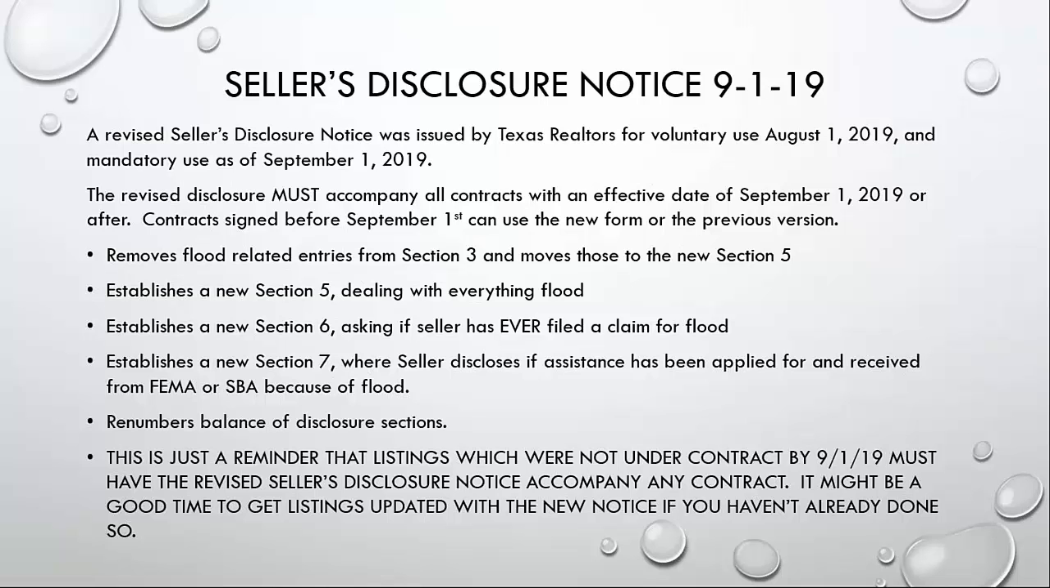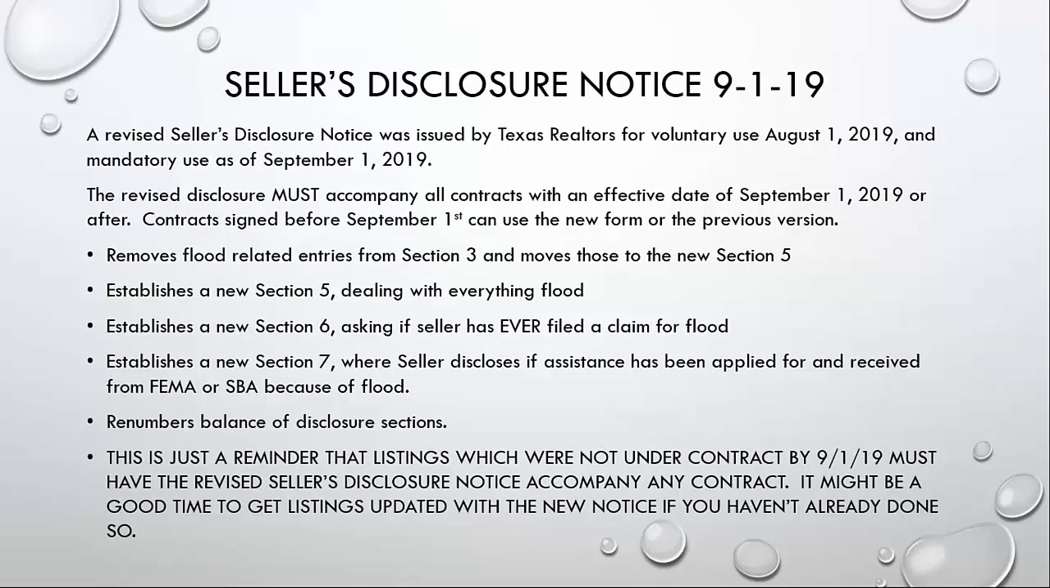A new Section 7 discusses if assistance has been applied for and received from FEMA, Federal Emergency Management Association, or the SBA, Small Business Association, because of flood. Now, during Harvey, there was FEMA money that was available for people without insurance. I think it was $32,000 maximum. If they were one of those, they have to disclose it here.